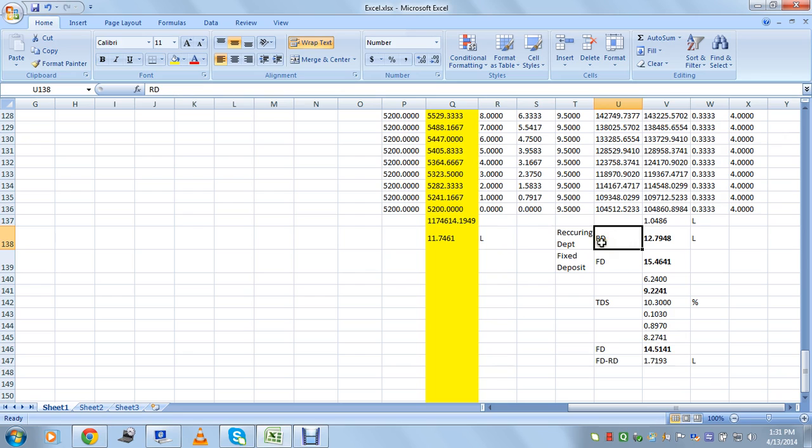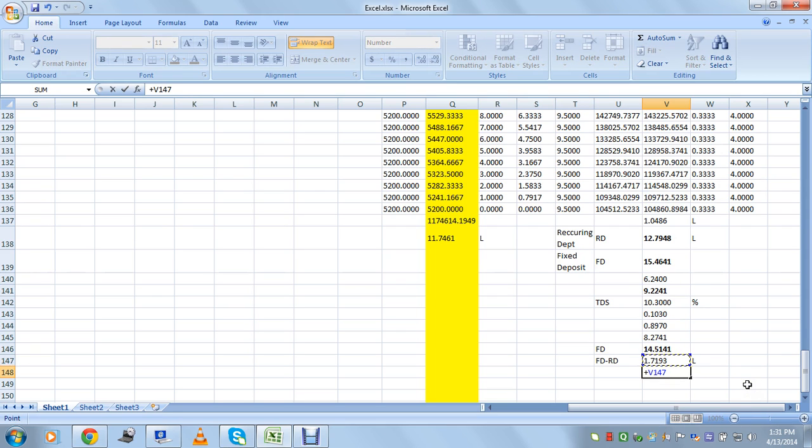So they say that in a recurring deposit the TDS is not applied. This TDS is applied only to the FD. But even though you apply a TDS to the FD, the returns are still higher than the RD by 1.7 lakhs. So this is still a bigger amount. For example, over a period of 10 years, you're losing this much amount. It just means that every month you're losing around 1000 rupees.